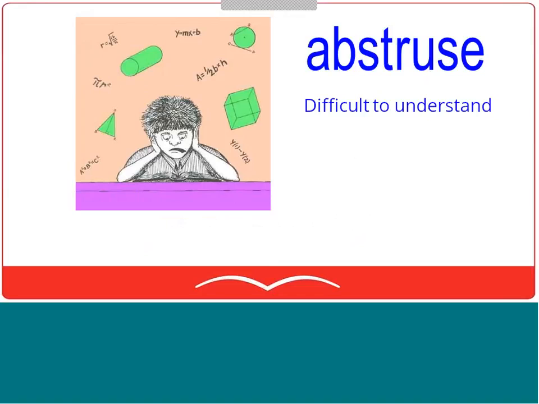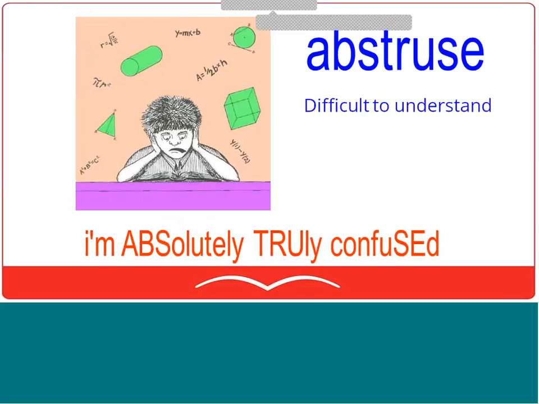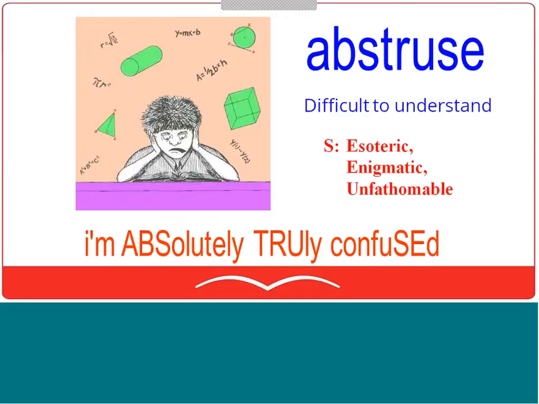Abstruse. Abstruse means difficult to understand. Do you remember all the high school maths concepts? Do you remember how confusing and difficult to understand they were? They were abstruse concepts. You can also associate the pithy saying, I'm absolutely truly confused. That gives you the meaning of abstruse. Synonyms for abstruse include esoteric, enigmatic, and unfathomable.